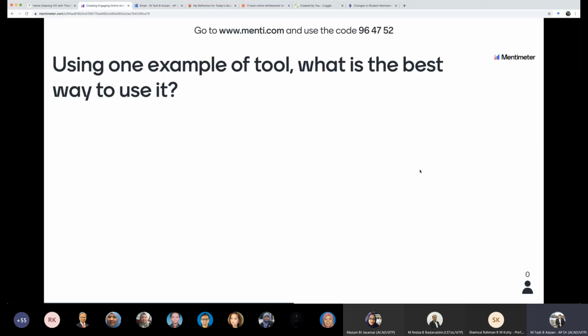Can you respond now? Just think about one example. For example, if you want to use Padlet, what is the best way to use Padlet? Or if you shared just now about Zero or Edulastic, how do you use that? Or maybe you said Plickers. How do you use Plickers? What is the best way to use it? Can you share here?